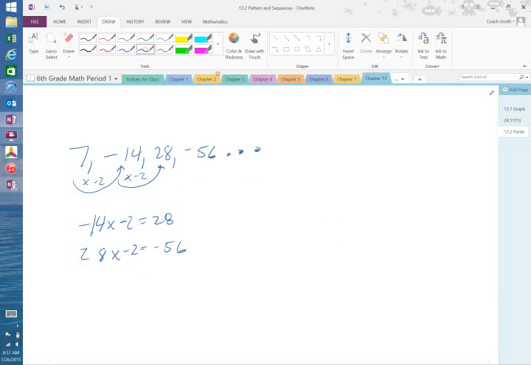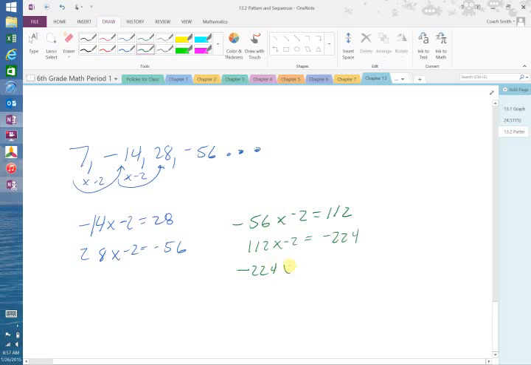Okay, so to figure out the next three numbers, I take negative 56 times negative 2. That's equal to positive 112. Then I take 112, multiply by negative 2, and that gives me negative 224. Then I take negative 224 times negative 2, and that gives me positive 448. So these are my next three numbers. 112, negative 224, positive 448.